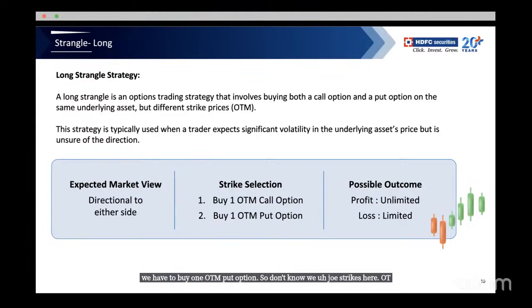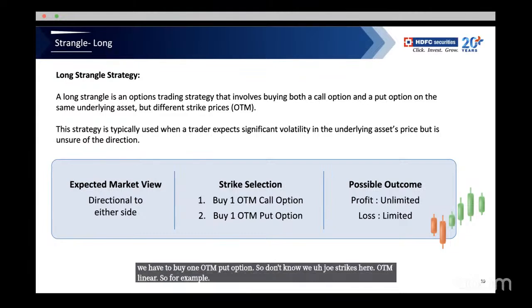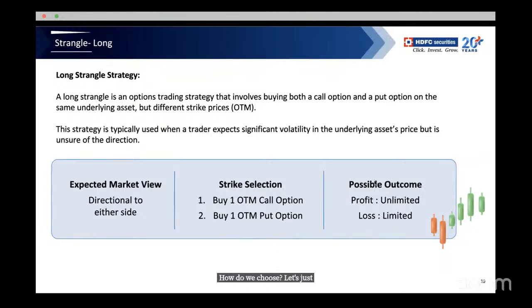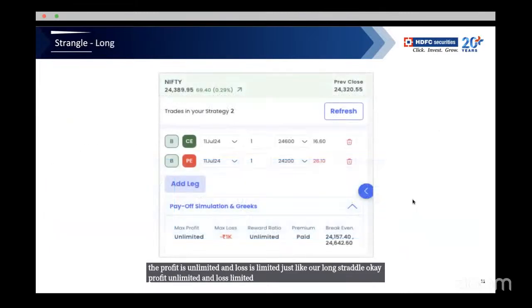So for example, how do we choose? Let's look at it in the next slide. So what is the possible outcome? The profit is unlimited and the loss is limited, just like our long straddle. Profit unlimited and loss limited. Let's look at it over here.